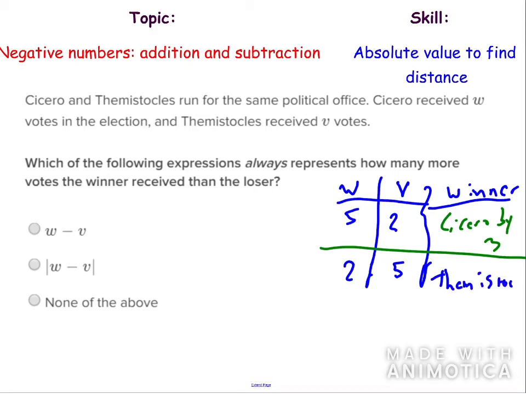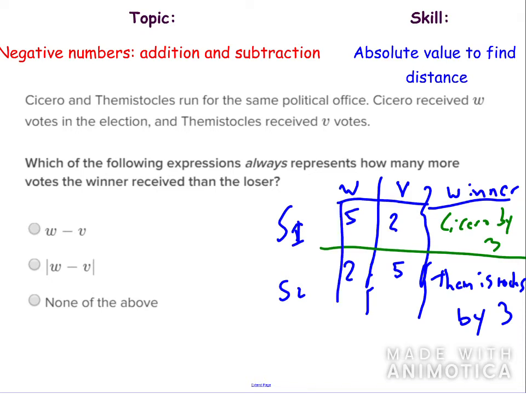Themistocles by 3 votes. Sorry for my handwriting, guys. I'm still working on stuff. So, let's look if this expression right here would work in both scenarios, right? So we'll call this scenario 1, and we'll call this one scenario 2.